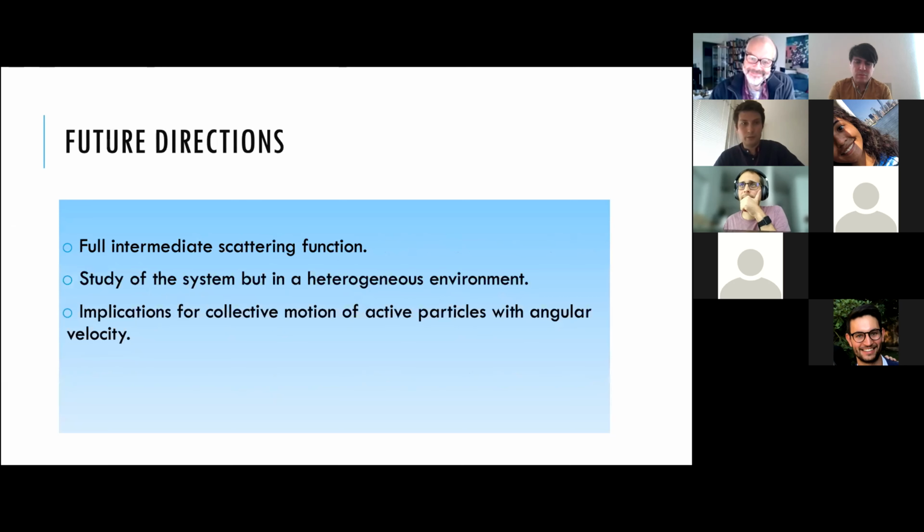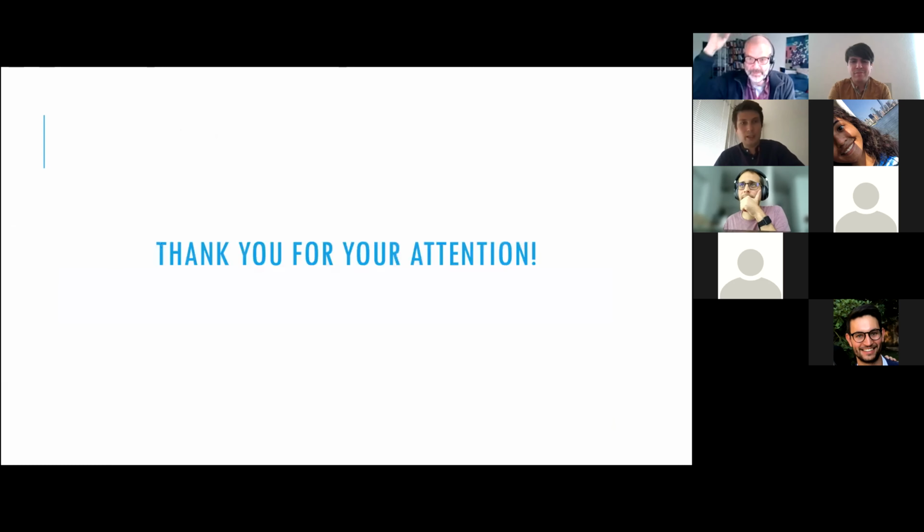And in future, we want to write down a full intermediate scattering function, study this system in a heterogeneous environment, and then probably some implications for collective motion of active particles could be found as well using our single particle model. But this is something for the future. Thank you very much for your attention.